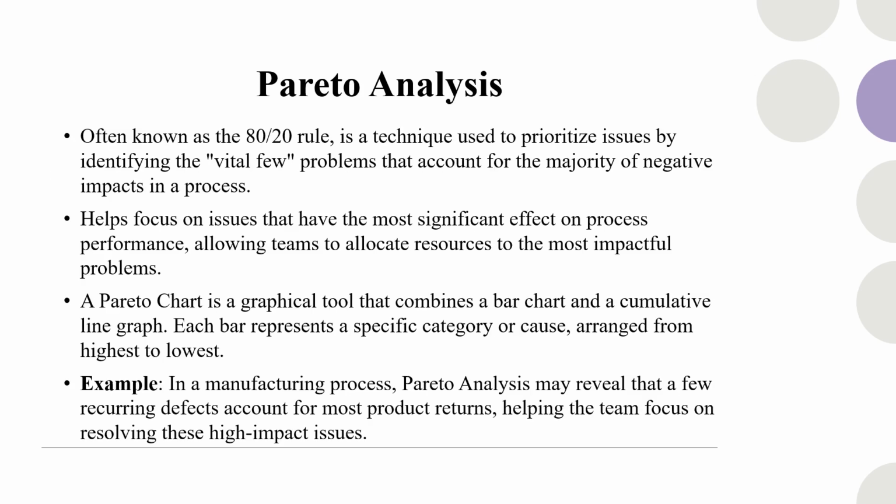Pareto analysis. This is also known as the 80-20 rule, a technique used to prioritize issues by identifying the vital few problems that account for the majority of negative impacts in a process. It helps focus on issues that have significant effect on process performance, that allows teams to allocate resources to the most impactful problems.